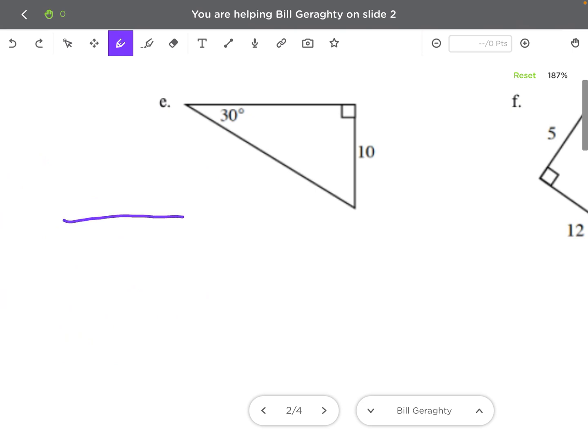And again, it's half of an isosceles triangle. Not an isosceles. Yes, isosceles. Losing my mind. So we have our 30, 60, 90 triangle.